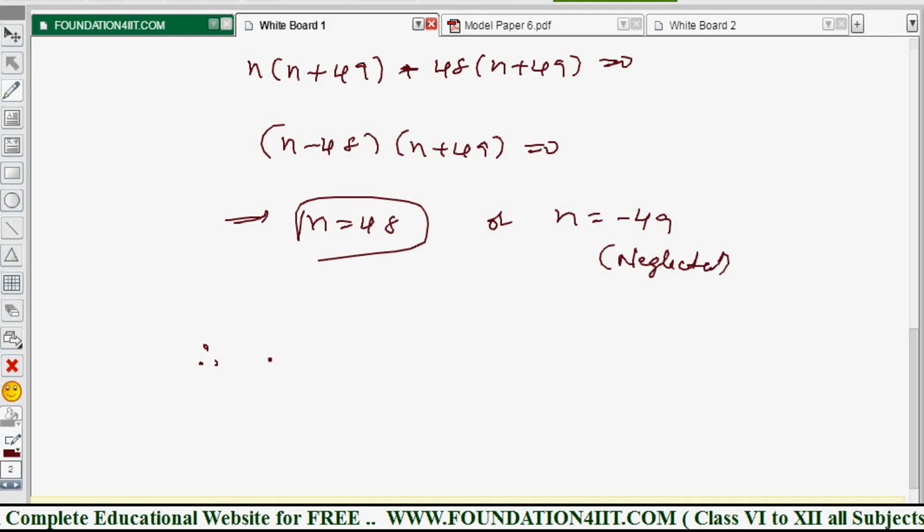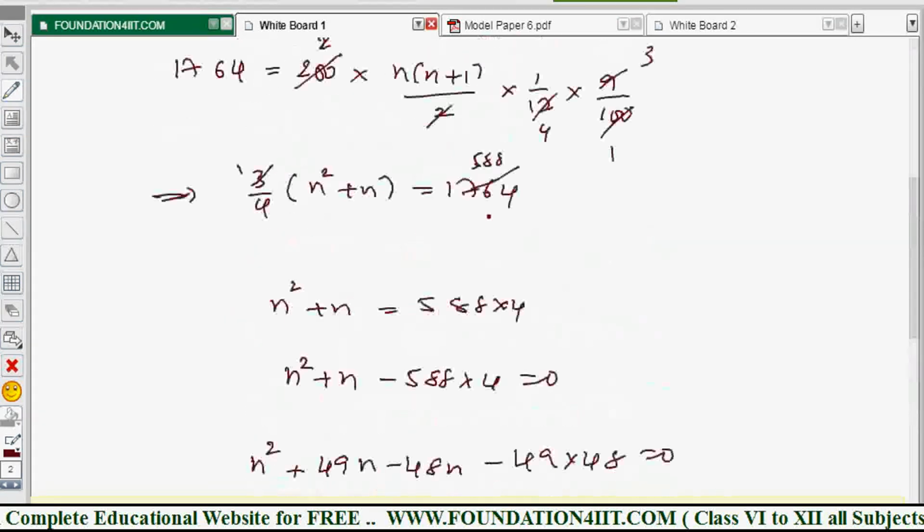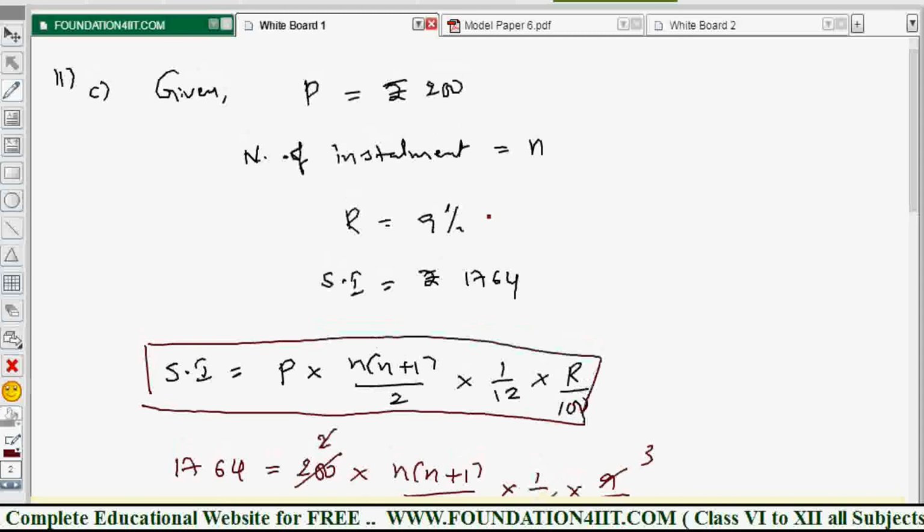The number of monthly installments is equal to 48 because the n value is a positive value. So therefore the number of monthly installments is equal to 48. That means 12 fours are 48. So for 4 years we need to pay every month rupees 200. Okay, this way you can simplify this problem.